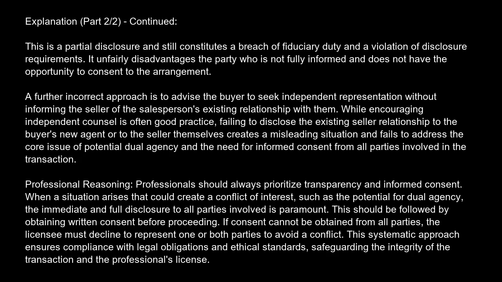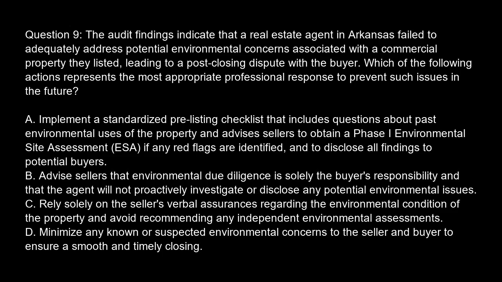Professional reasoning. Professionals should always prioritize transparency and informed consent. When a situation arises that could create a conflict of interest, such as the potential for dual agency, the immediate and full disclosure to all parties involved is paramount. This should be followed by obtaining written consent before proceeding. If consent cannot be obtained from all parties, the licensee must decline to represent one or both parties to avoid a conflict. This systematic approach ensures compliance with legal obligations and ethical standards, safeguarding the integrity of the transaction and the professional's license.